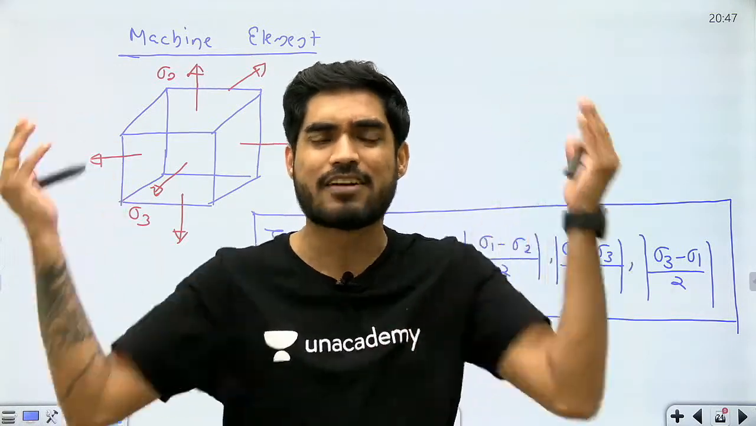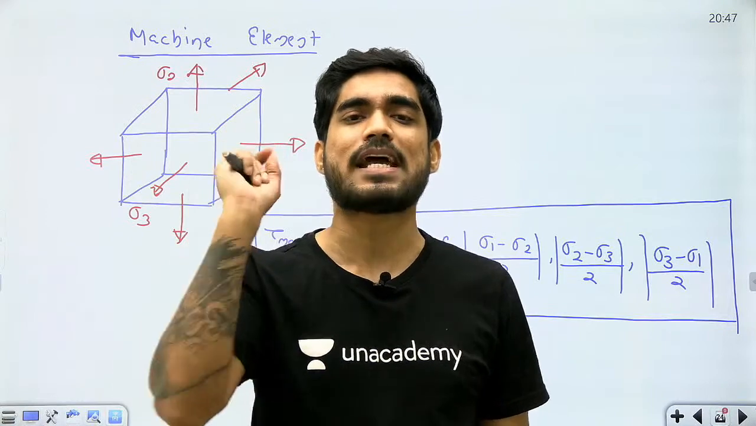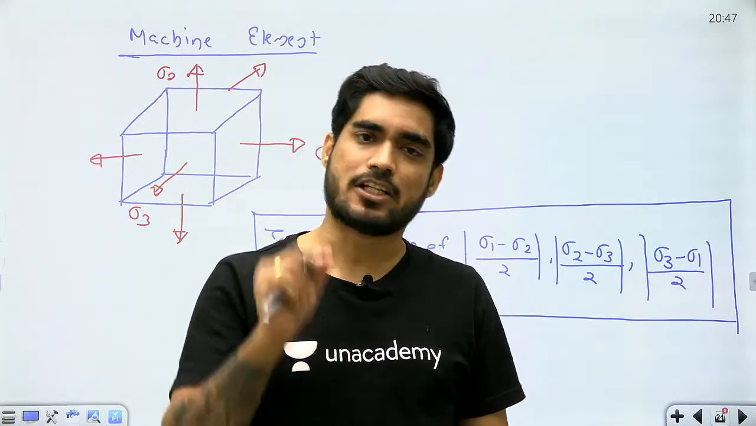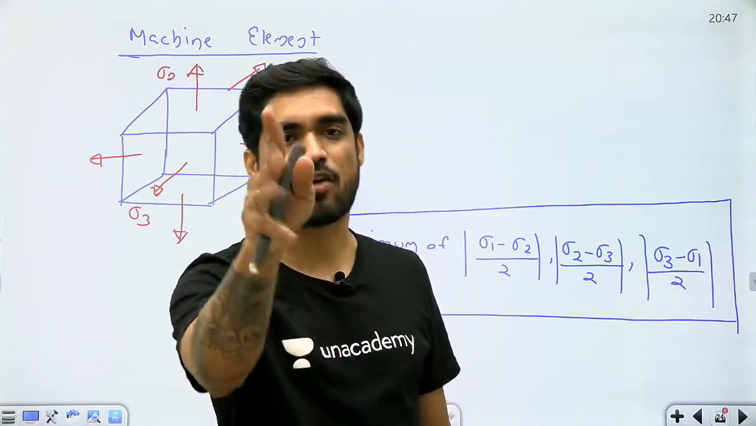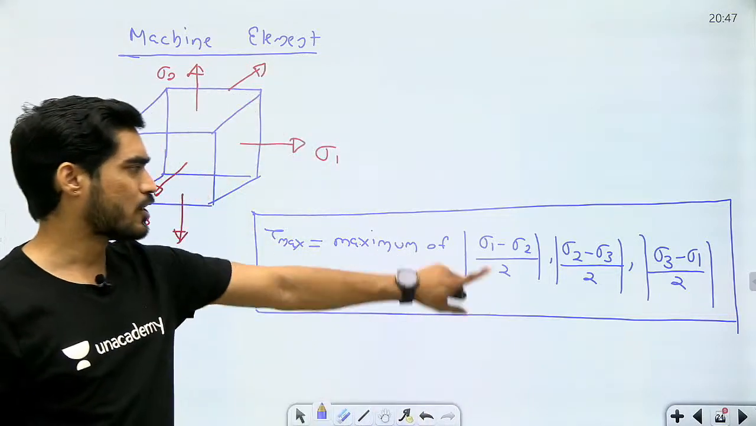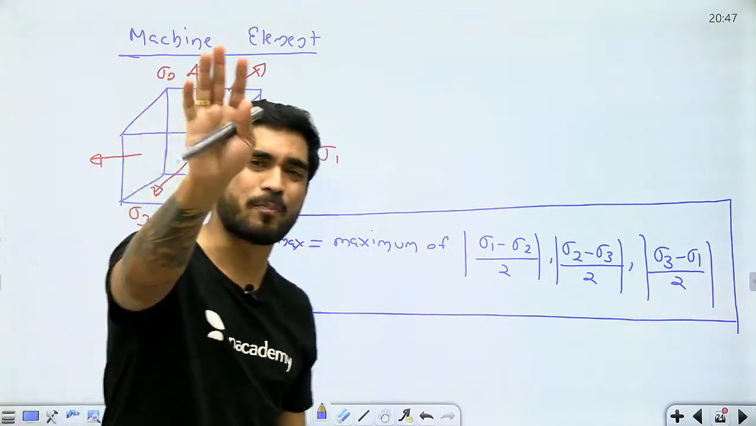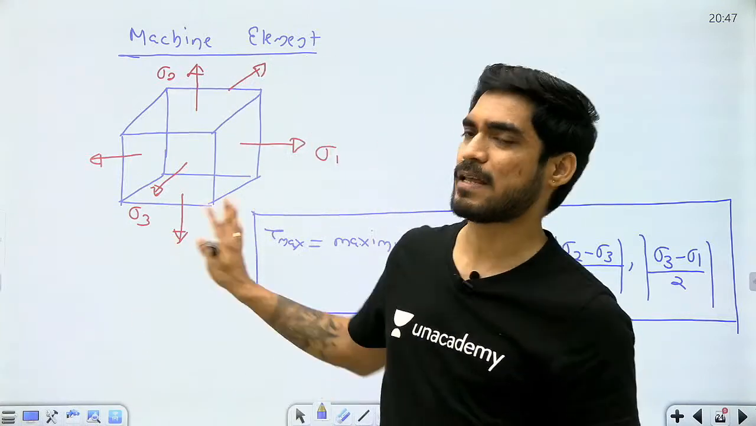ये कहाँ से आ रहा है? From where we are getting it? So beta, this is from complex stress in strength of material. So please go and watch that lecture of complex stress, principal stress. You will understand everything. Principal stress के ऊपर आप मेरा lecture देख लो, ये सब समझ में आ जाएगा.